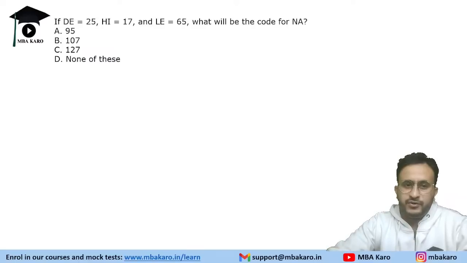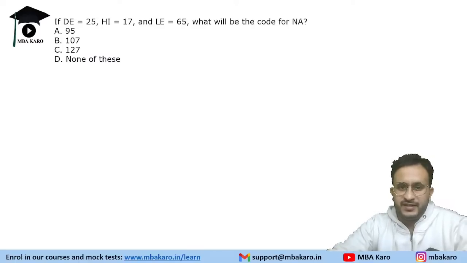If DE is equal to 25, HI is equal to 17, and LE is equal to 65, what will be the code for NA?